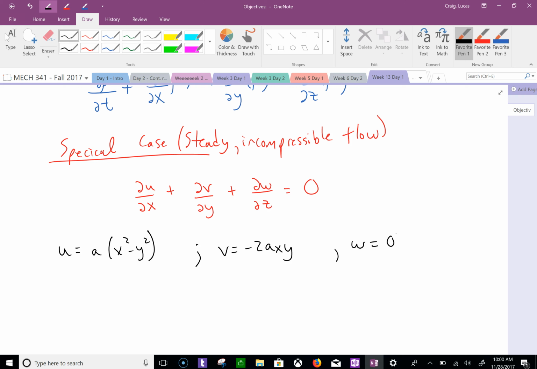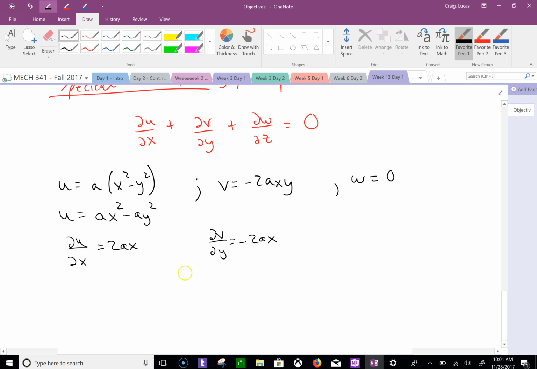So let's see how good your partials are. This is ax squared, right? So take du dx. What do you get? 2ax. Because we treat everything else as constants. What about dv dy? Negative 2ax. So let's add them together just to show it complete. I took the equation in red up top, and that's the equation here. And they do cancel. Boom.